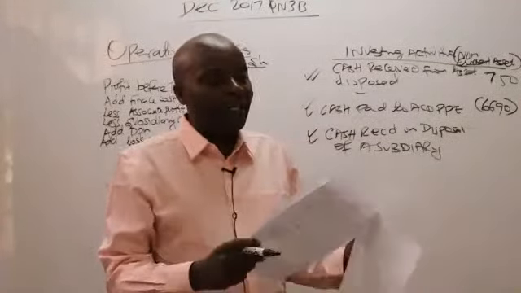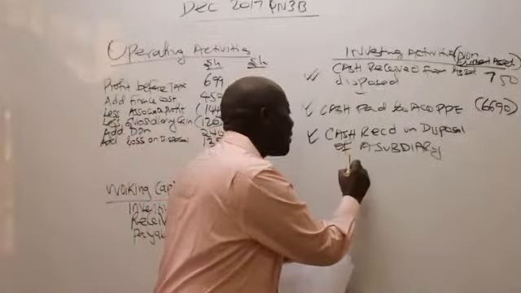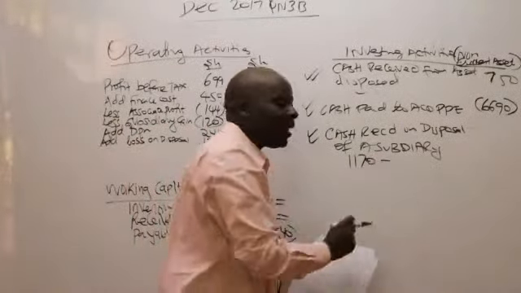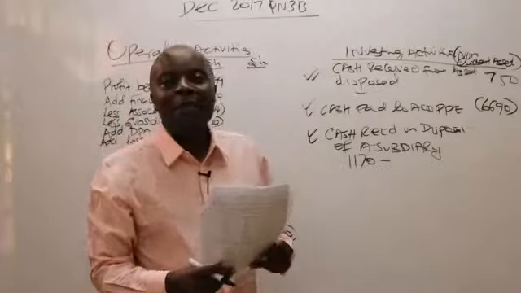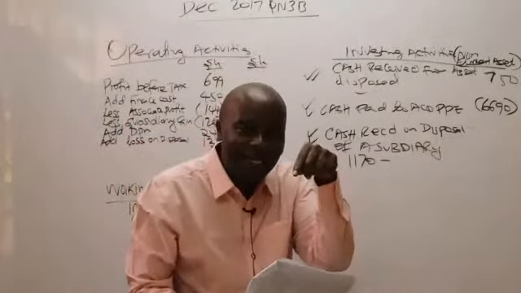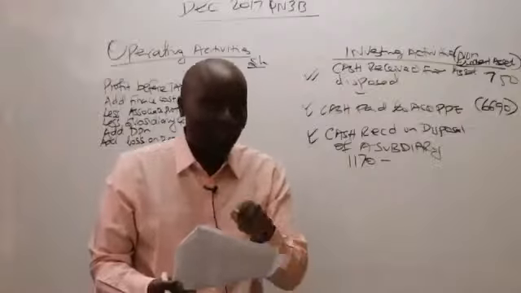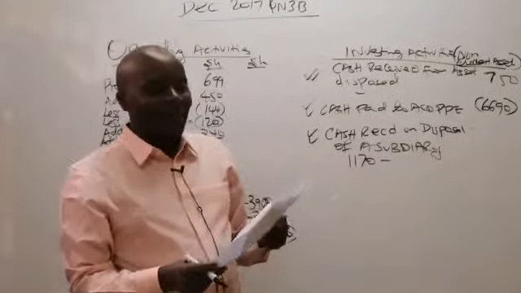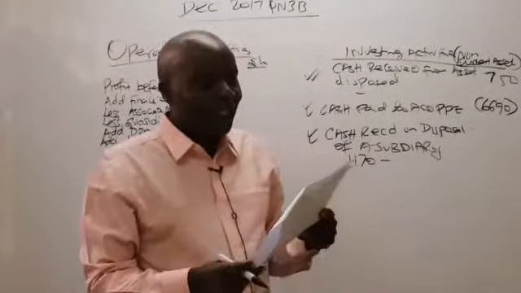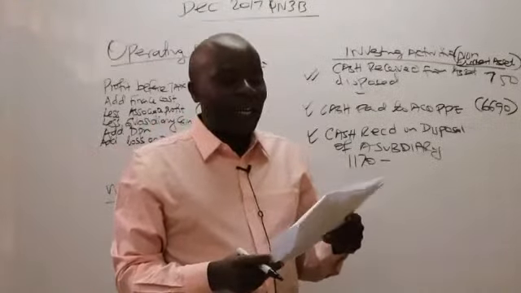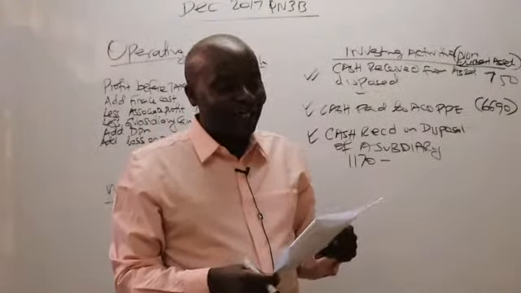Tulipata 1170. Lakini kumbukeni pia hapo usidanganyike, hii subsidiary pia ilienda na pesa zingine. Kuna pesa ilienda nazo. Ilikuwa na cash itself. There is some cash which went away with it. Are you able to see the cash and the bank balance under this subsidiary which was sold?